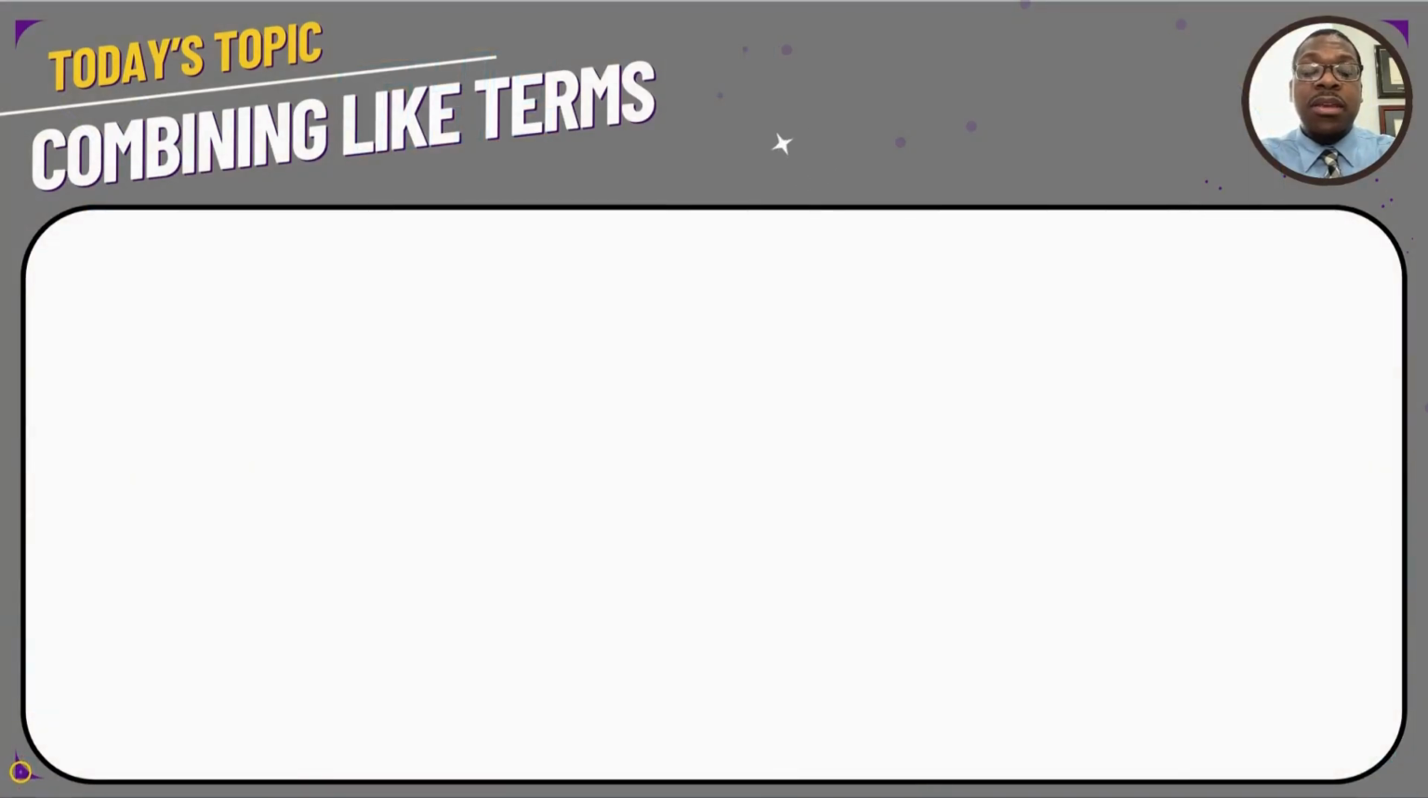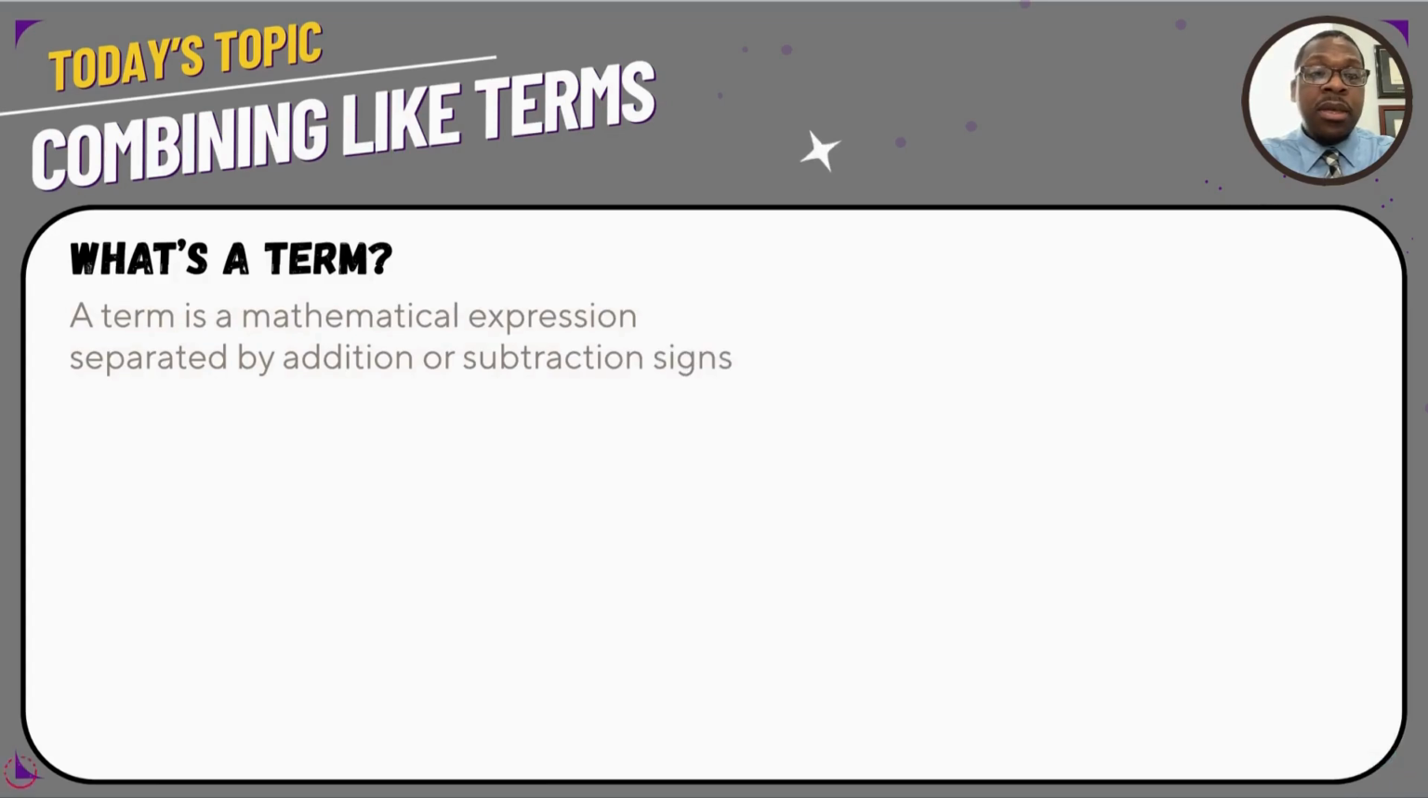Today's topic is going to be combining like terms. Now, combining like terms is one of the foundational concepts in algebra, so please make sure we pay very close attention. First, it might help if we know what a term is. Very easy concept. A term is just a mathematical expression that is separated by addition or subtraction signs.